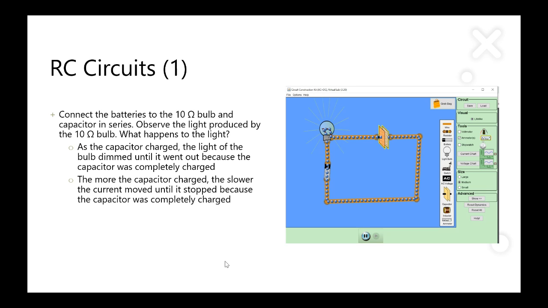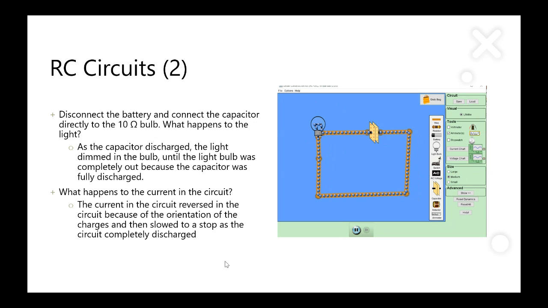The second part of the lab was RC circuits. Initially, when I connected the 10 ohm bulb and capacitor in series, I observed that the light produced by the 10 ohm bulb dimmed as the capacitor charged until it went out completely because the capacitor was completely charged. The more the capacitor charged, the slower the current moved until it stopped.